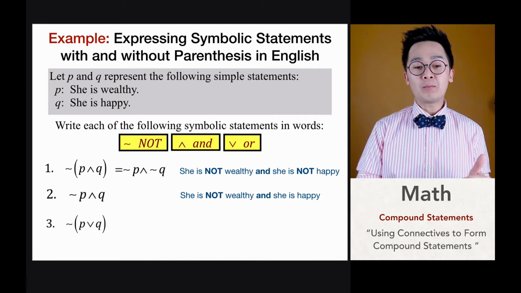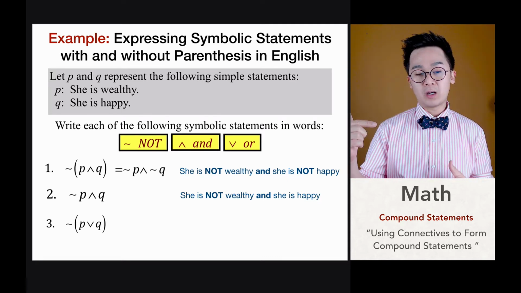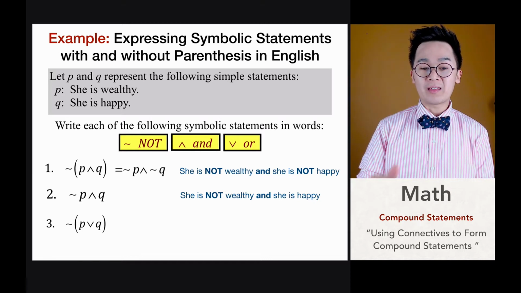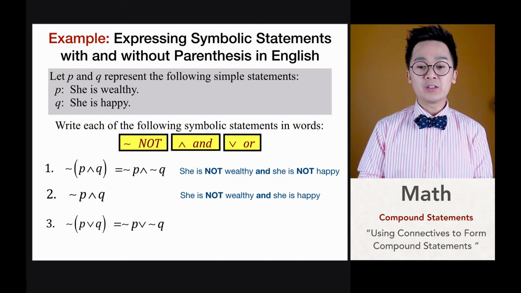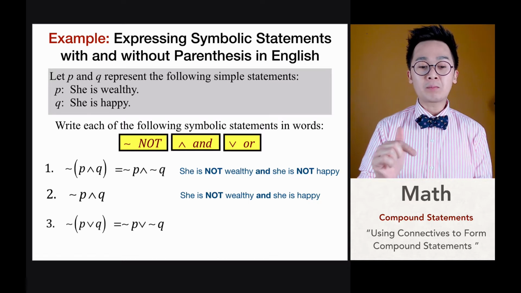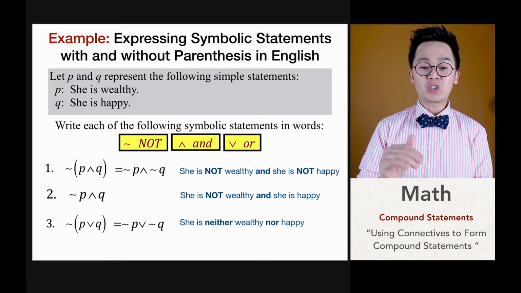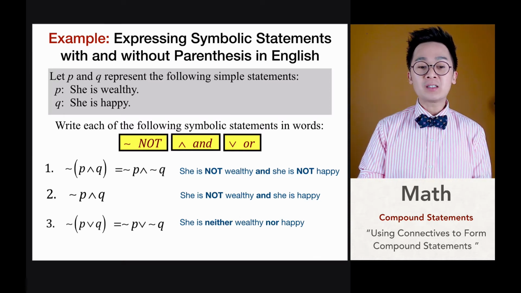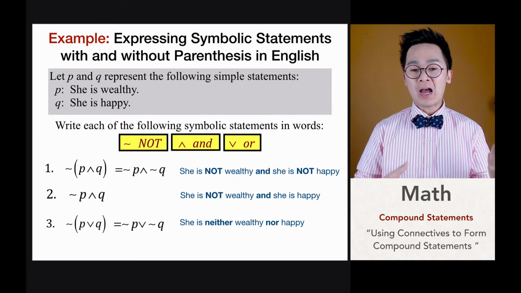So for problem number 3, just like what we did on problem number 1, we can distribute the negation symbol, and notice that we're no longer using the AND operation. This time we're using the OR operation. So our translation for this compound statement would be not P or not Q, or in English form, she is neither wealthy nor happy.